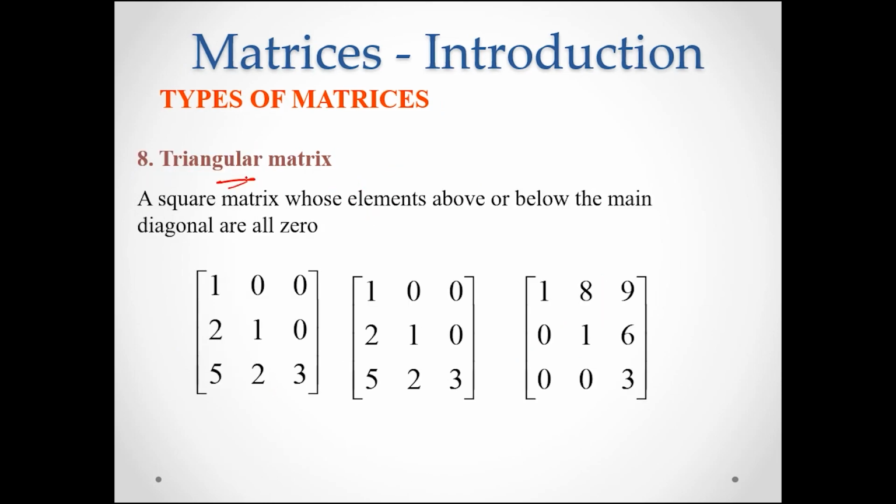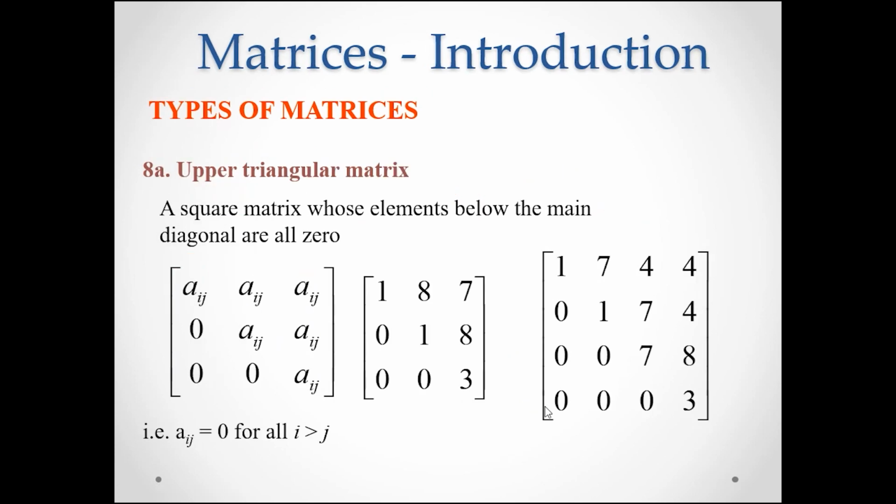Next is triangular matrix. Triangular matrix is a specific kind of a square matrix. When I say square matrix, it means whose elements above or below the main diagonal are going to be 0, right? So this is my principal diagonal. So I can have all the entries above or all the entries below. They are called your triangular matrix. So as the name suggests, it is called upper or lower triangular. If we have the entries above or we have the entries below, they are called the upper or the lower triangular matrix.